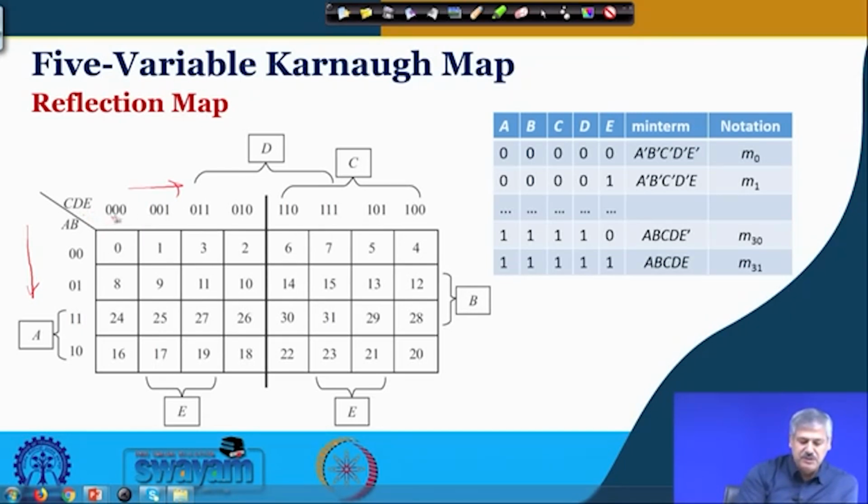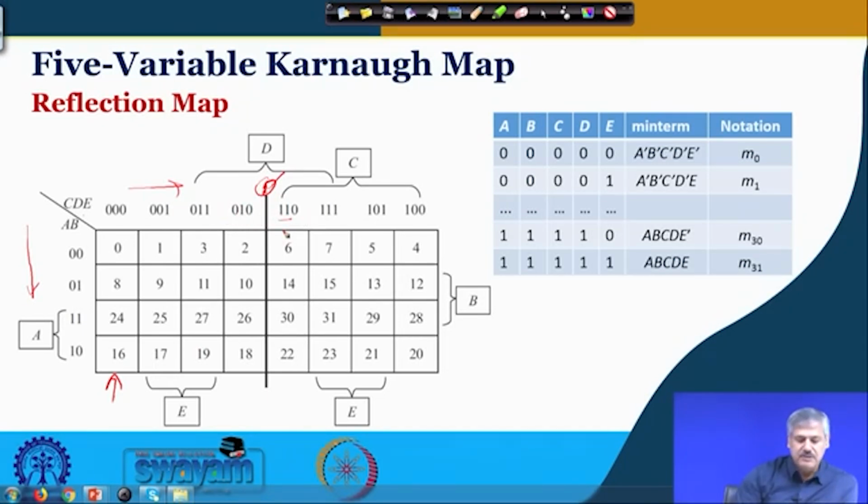So, C, D, E is 0 0 0 for this particular column, the first column. Next one is 0 0 1 and so on, then next one is 0 1 1, and after that 0 1 0, and this vertical line over here represents the axis against which a reflection is done. For example, this 0 1 0, its reflection against this means this 0 becomes 1.